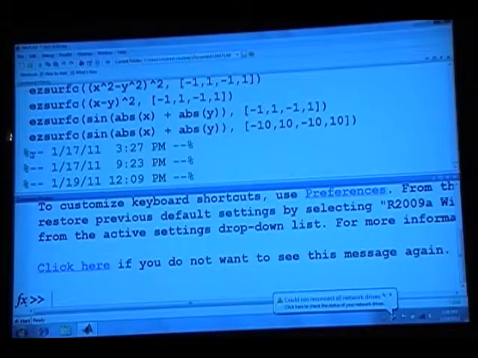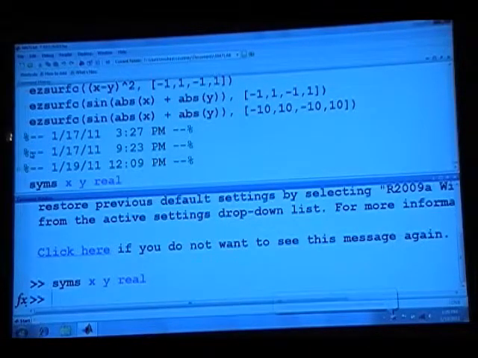Okay, so the computer is running Matlab, and the first command that we need to execute is we need to give it a syms x y real. And what this command does is it informs Matlab that we're going to treat x and y as real variables.